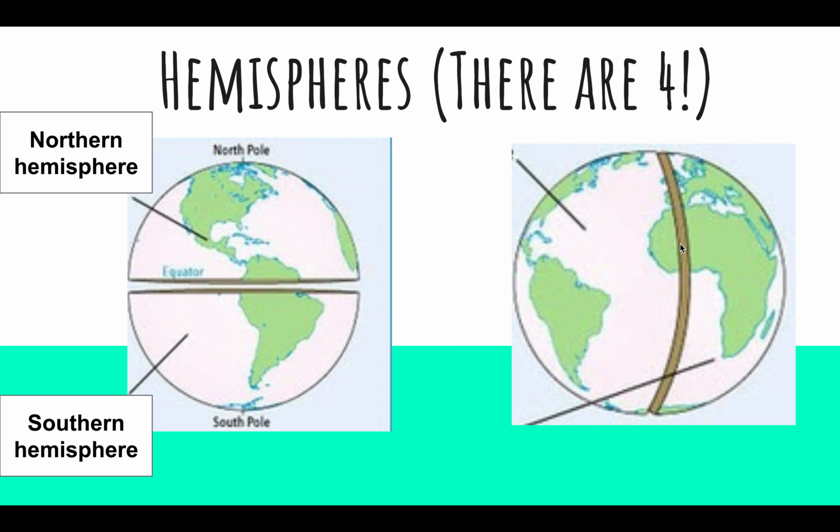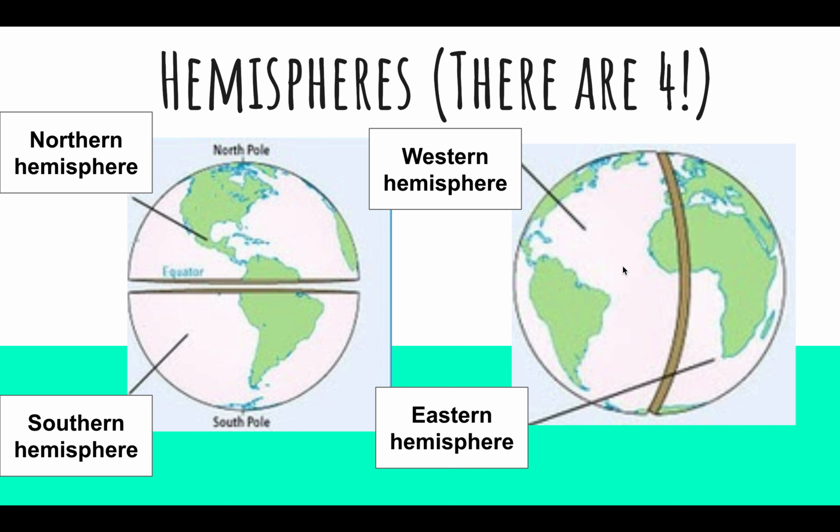It was called the prime meridian, and it divides the earth vertically into 2 halves called the western hemisphere and the eastern hemisphere on this side. Okay, so there are 4 hemispheres. They are divisions of the planet.